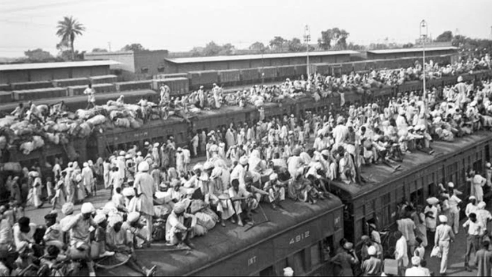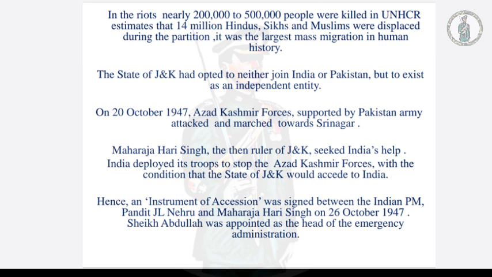Now during partition there were princely states and they were given the option either to join India or Pakistan. Some of these princely states joined India and some joined Pakistan. But the state of Jammu and Kashmir decided neither to join India nor Pakistan but to exist as an independent entity. So in order to take over the claim of Jammu and Kashmir, the Azad Kashmir forces, supported by the Pakistan army, attacked the state and started getting more local support because at that time J&K had more than 75% Muslim population.